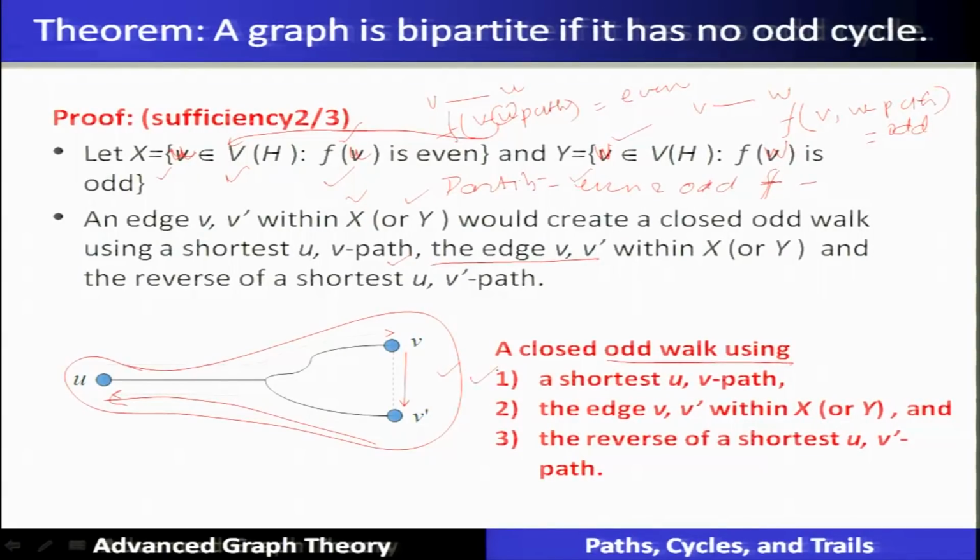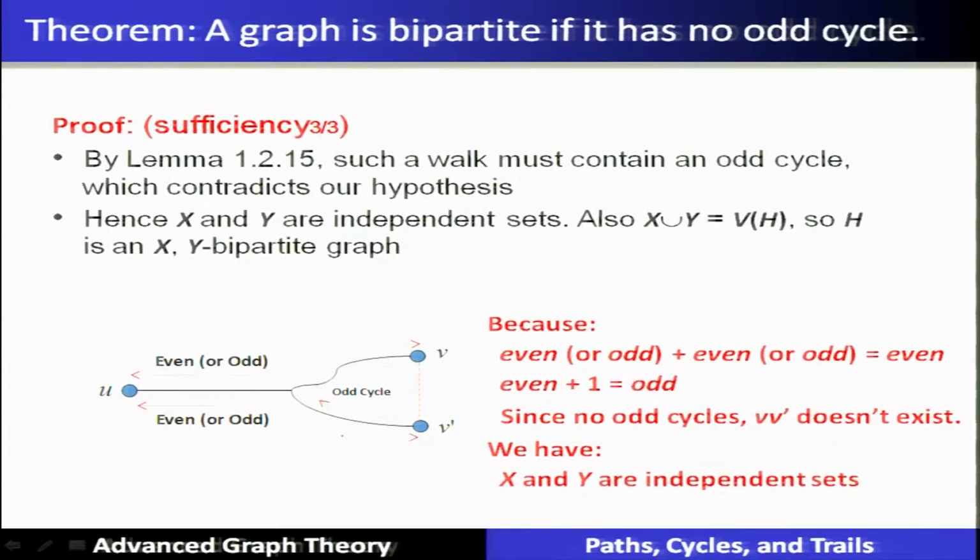We will have three components: the UV shortest path, then an edge v v prime, whether in X or Y, and then the reverse shortest path. Now, if this edge v v prime is there, it will form an odd cycle. This walk will contain an odd cycle by the previous lemma. Hence, it will contradict the hypothesis where we assumed there is no odd cycle. Hence, X and Y are independent sets, and the union of these partite sets is nothing but the complete vertex set of the graph. Hence, X, Y is the bipartition of the graph, and so it is a bipartite graph.